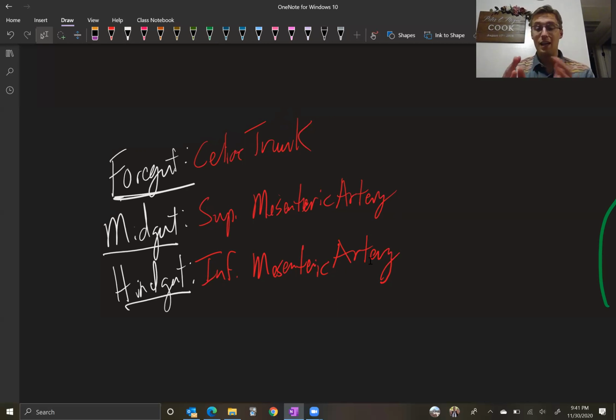And then the midgut extends from that second half of the duodenum all the way down to the first 2/3 of the transverse colon. And the colon is your large intestine. You go through that small intestine, you'll have the duodenum, jejunum, and your ileum. Then you'll pop into the cecum there, and then you've got the transverse colon, descending colon, sigmoid colon, and then your rectum and your anus.